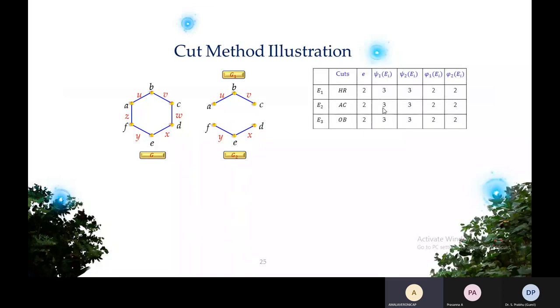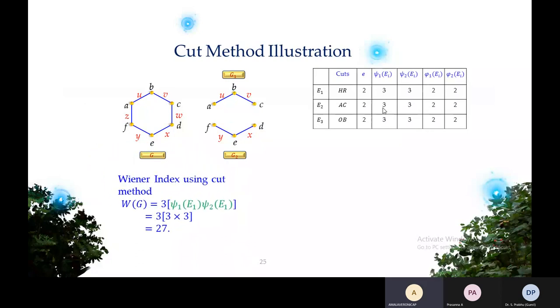Therefore, for the cut E1, which is the horizontal edges, the number of edges removed is 2. And the number of vertices is 3 in the first component. The number of vertices in the second component is also 3. Therefore, I can just compute my Wiener index using these components.